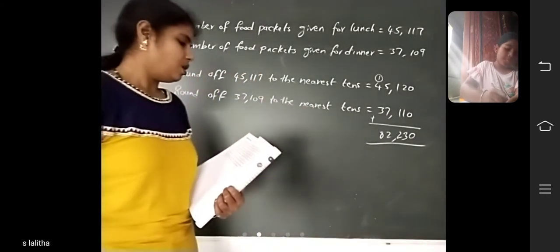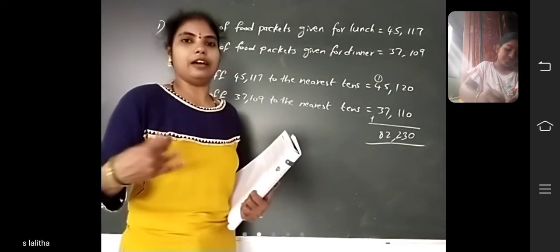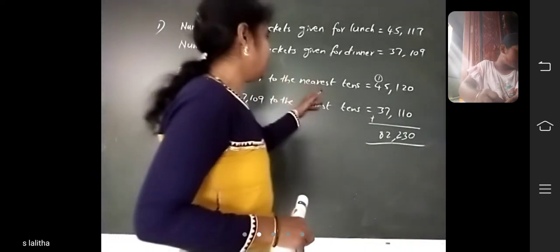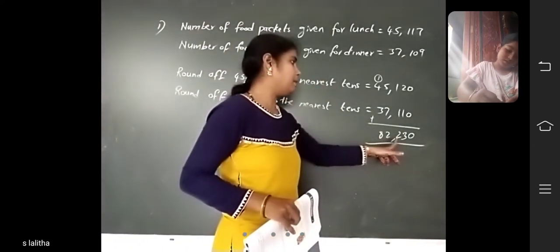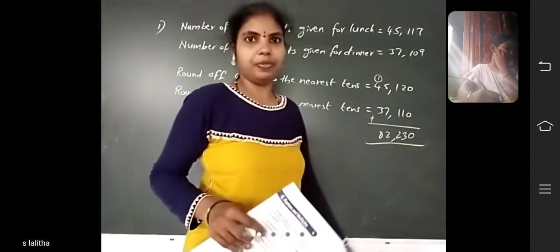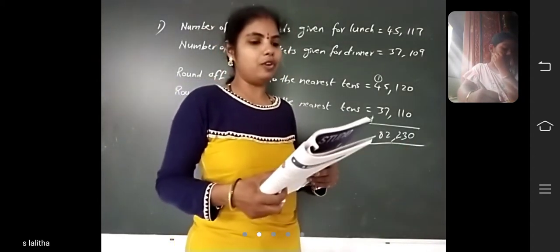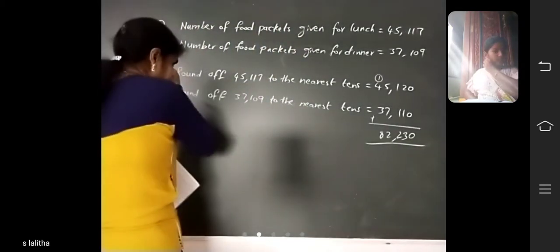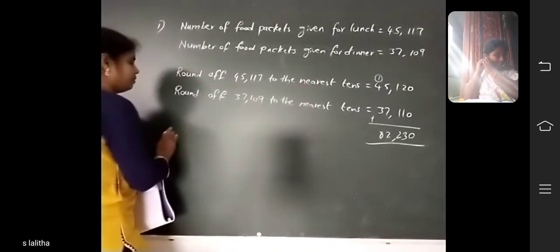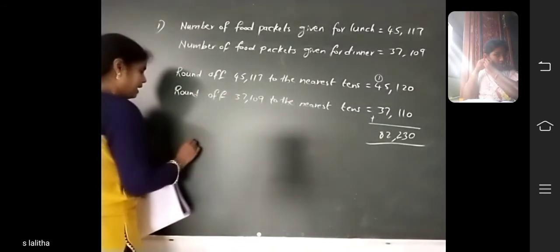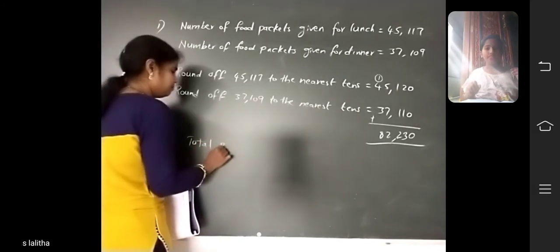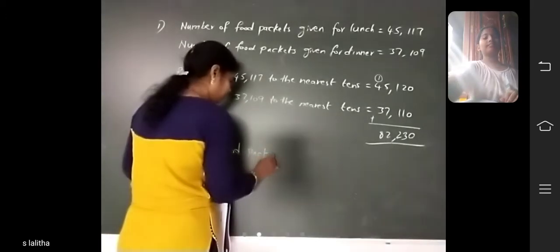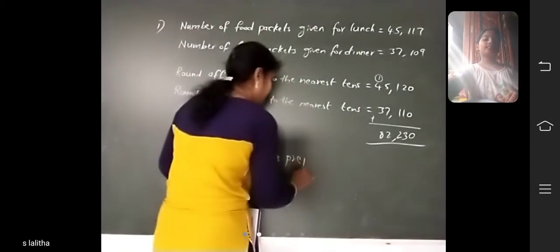Next, what do they ask? How many packets are left? Left means what you should do? You can do subtraction. For lunch and for dinner, they are given total packets 82,230. But how many packets did they prepare? Food packets 97,320. Total food packets prepared.